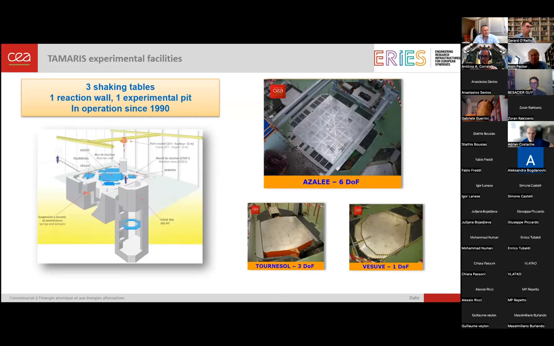So at Saclay, since 1990, we have this platform, whose name is TAMARIS, an experimental facility. At present, three shaking tables, one reaction wall, and one pit are available for tests. I will describe the AZALEE one after, because this is the one we propose to use through the ERIES project. For the other two small tables, we have a 3 degrees of freedom one, which is called Tournesol, 10 ton payload, 2 meter by 2 meter plate, and we have one single degree of freedom monoaxial one, which is called Vesuve, the oldest one in CEA, 20 ton payload, and so only one axis.